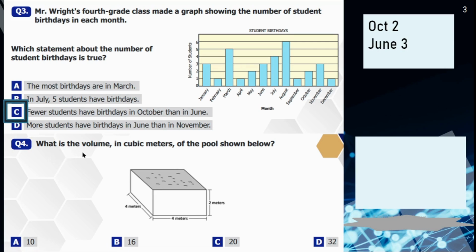Question number 4. What is the volume in cubic meters of the pool shown below? So it's a cube. The formula of the volume of the cube is length multiplied by width multiplied by breadth. So 3 values are already given over here. So we will just directly multiply them. 4 4s are 16 and 16 2s are 32. So here D is our answer.